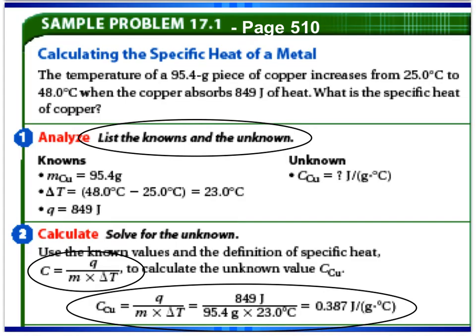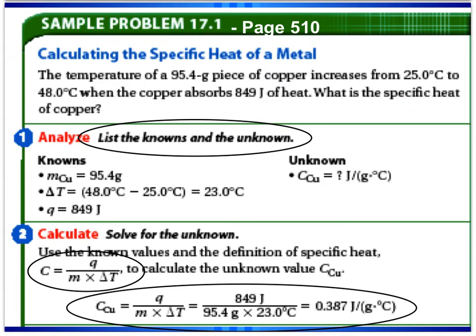And so finally, I know this slide is a little hard to read, I'm sorry about that, but here is a sample problem for calculating Q equals mC delta T. That's usually how I say that. So if we look here, it says the temperature of a 95.4 gram piece of copper increases from 25 degrees Celsius to 40 degrees Celsius when the copper absorbs 849 joules of heat. What is the specific heat for copper?